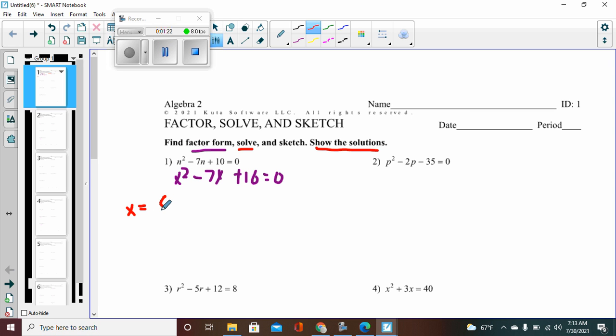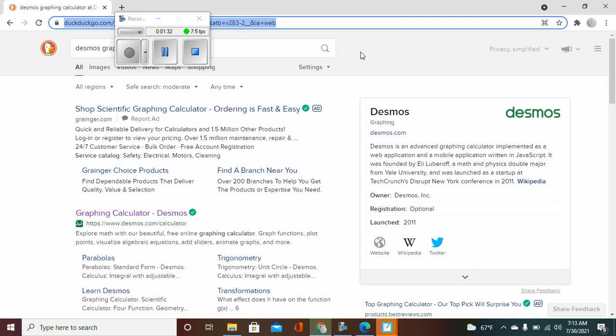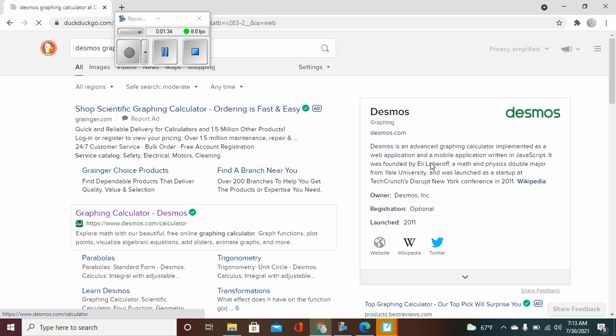and do a little curly bracket here. I like curly brackets. You don't have to, but curly brackets are nice. That's my curly bracket. So how do I get the solution? We're going to go to Desmos and type this in. So I'm going to go to the Desmos Graphing Calculator.